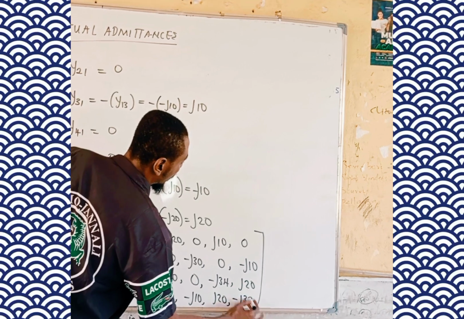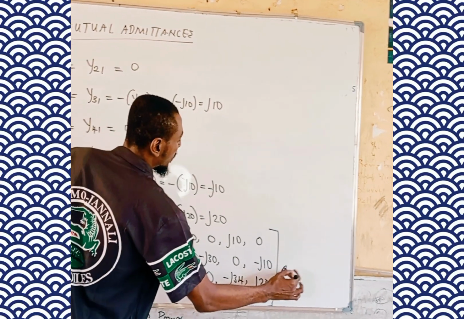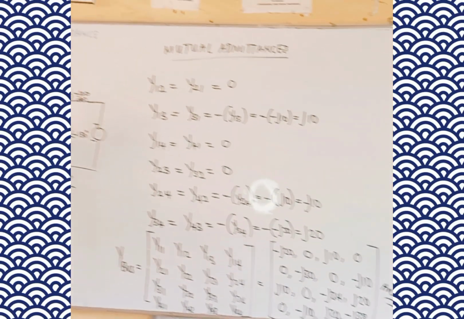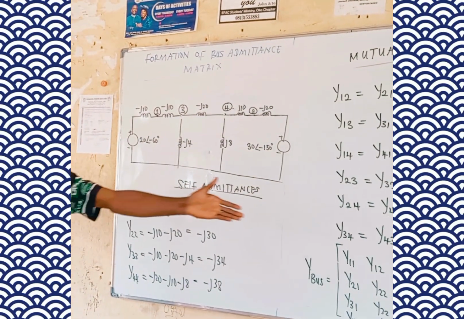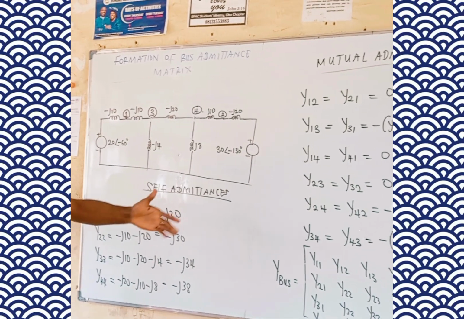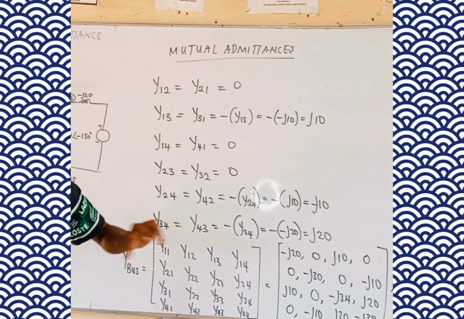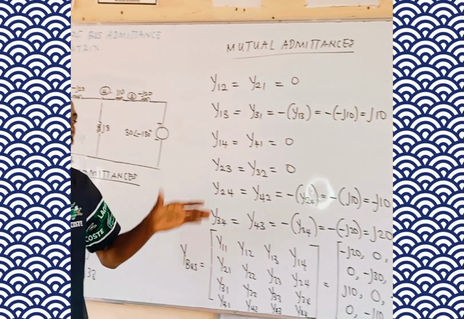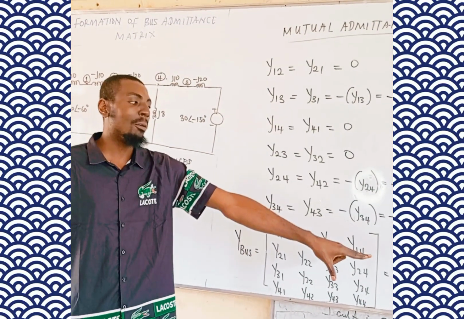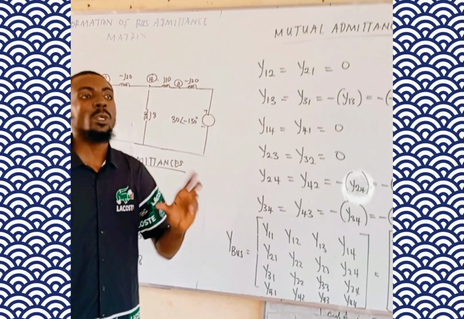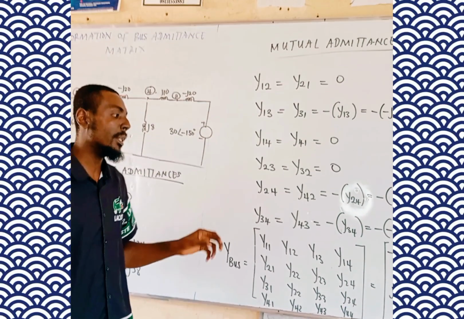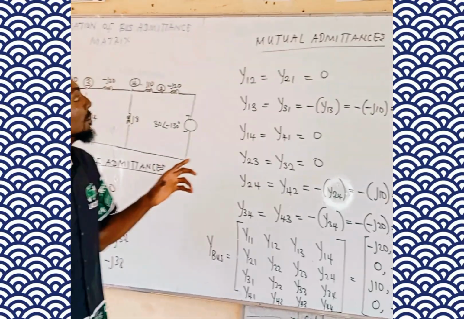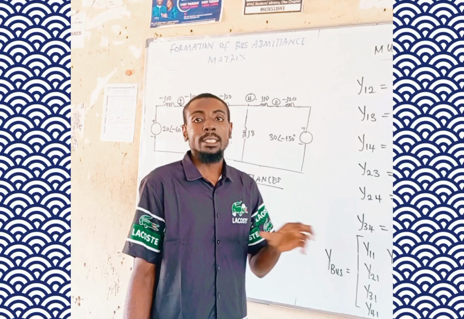So this is your final answer for the bus admittance matrix of this network. As you can see, we have a 4x4 matrix as our final answer. Like I said before, when you have 4 buses, you must have a 4x4 matrix. When the buses in the question are 3 buses, you have a 3x3 matrix as your final answer. So I'll end this video now, and that's all about the bus admittance matrix.